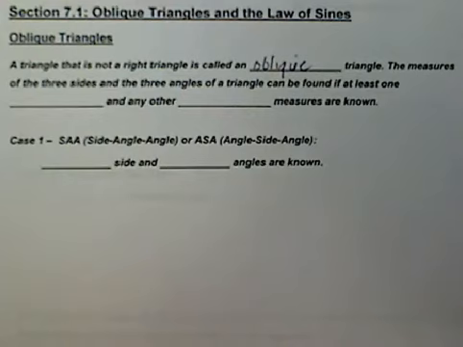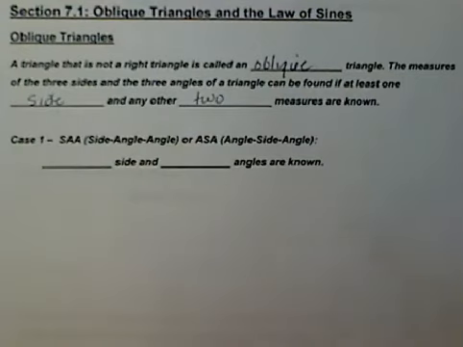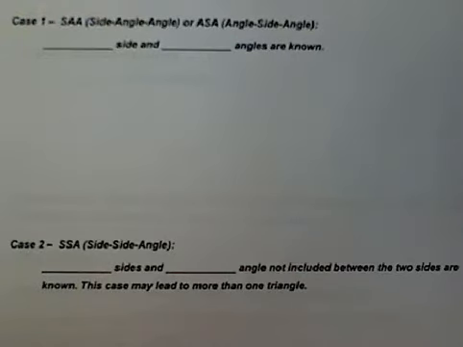When we talk about solving a triangle, that means to find the measures of all three sides and all three angles. We can do this with an oblique triangle if at least one side and any other two measures are known. We're going to talk about 4 different cases of this. We'll classify them by what information we already know.